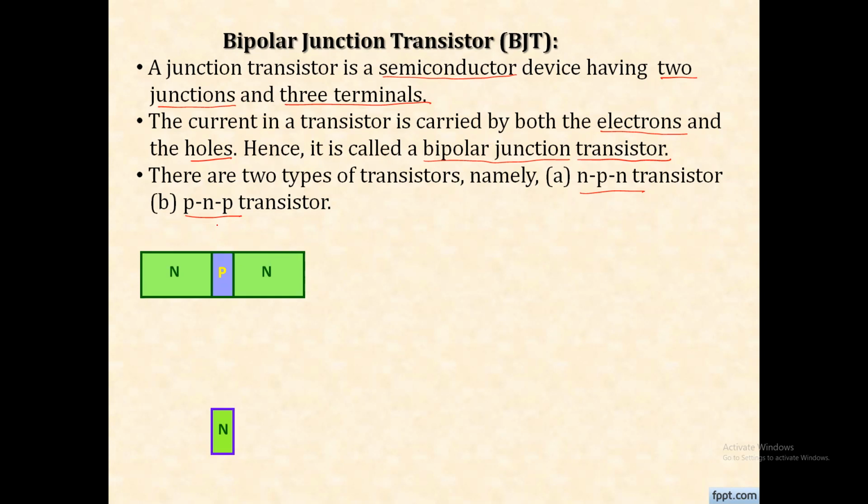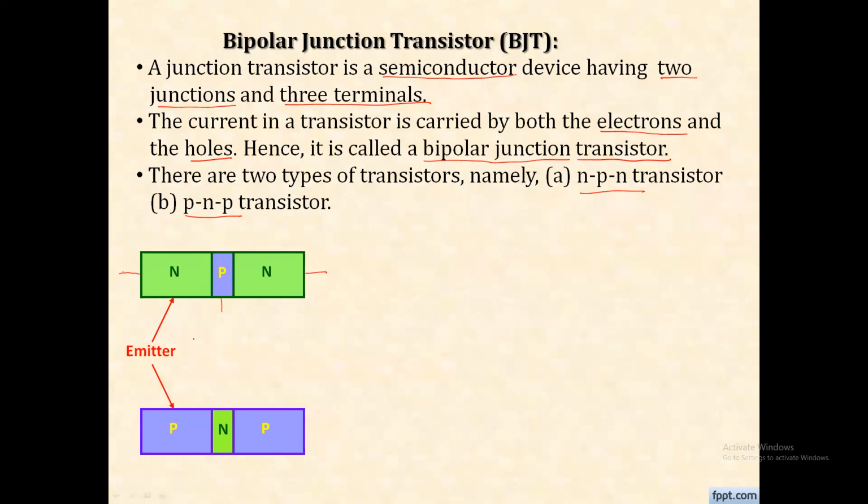If an N-type semiconductor is sandwiched between P-type semiconductors, then it is called a PNP type of transistor. Now, the next point is: what is the symbol of this transistor? As we rightly mentioned, the transistor has three terminals. Two terminals are the two outer regions and one terminal is the middle region.